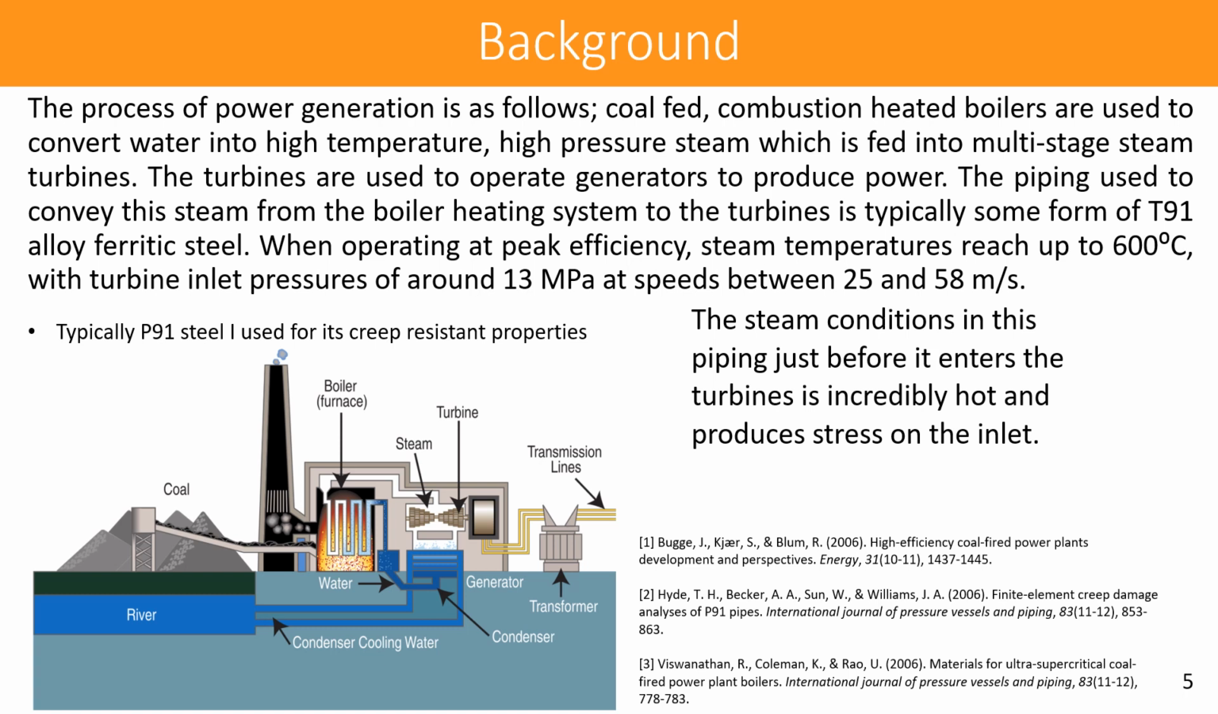The piping used to convey the steam from the boiler heating system to the turbines is typically some form of T91 or P91 alloy ferritic steel. When operating at peak efficiency, steam temperatures reach up to 600 degrees Celsius, with turbine inlet pressures around 13 megapascals at speeds between 25 and 58 meters per second. They typically choose P91 steel for its creep-resistant properties.